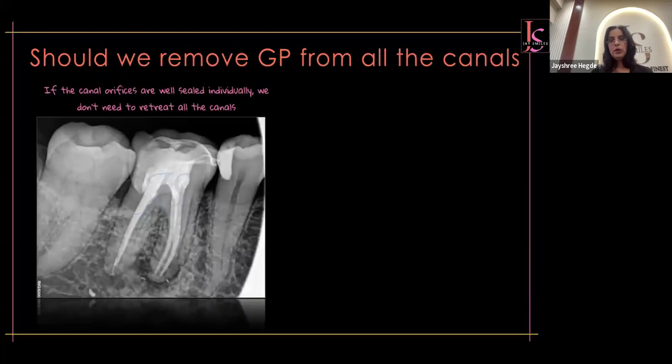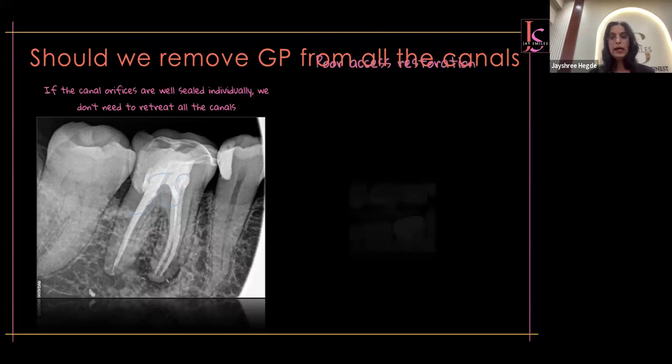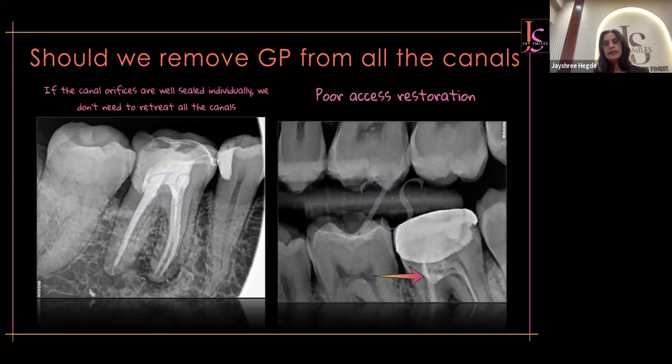Now, should we remove GP from all the canals? Okay. So here you see that in the first image, again, you see that the root canal is very good, but there is a periapical lesion. And do I remove GP even from the distal root? And you look at this image. The difference between these two is that in the second image, you can see there is communication between one root canal and the other root canal.